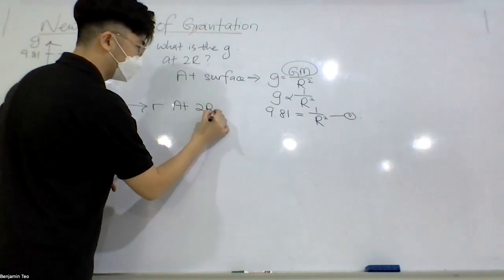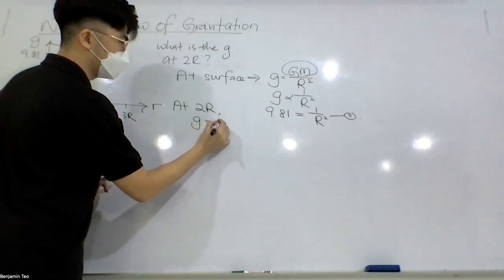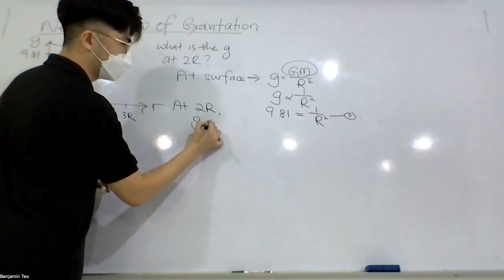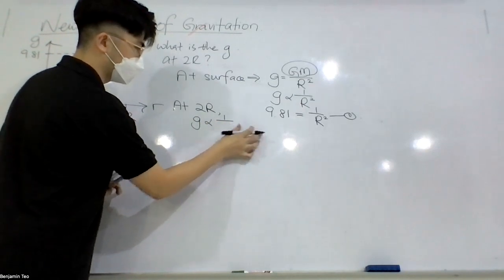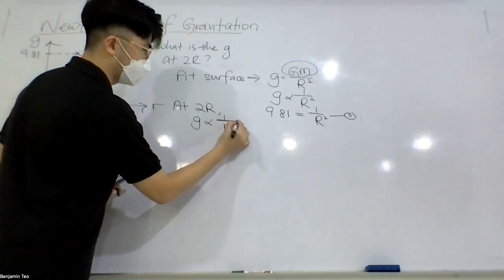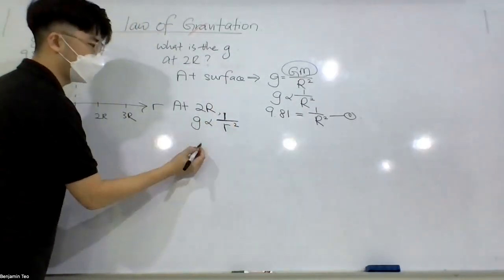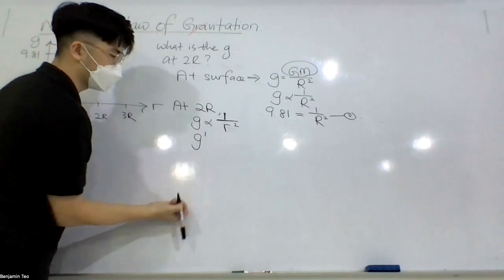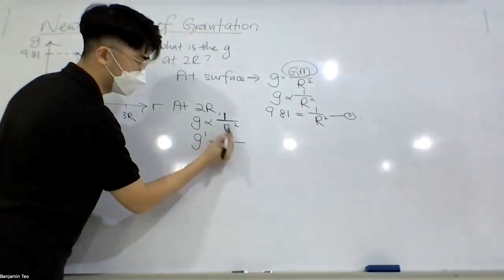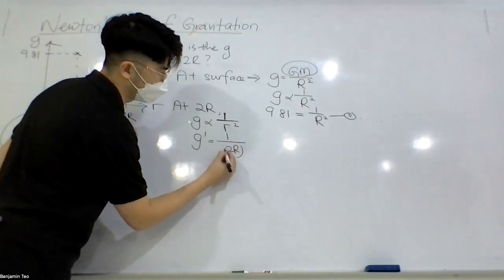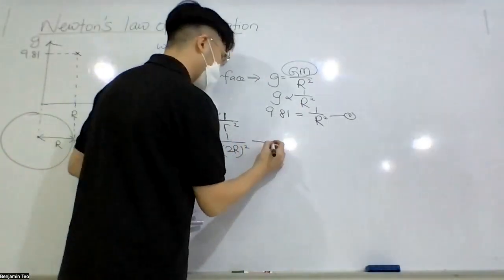At 2R, again we use g proportional to 1 over R squared. This g I want to find, right? So I make it g dash equal to 1 over 2R squared, like this. Then this is my equation 2.